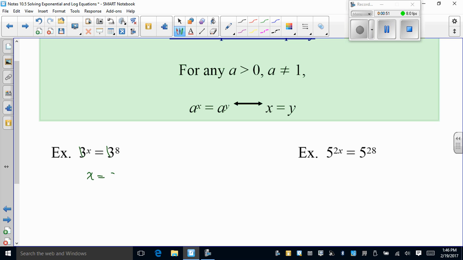This one here, same thing, 5 to the 2x equals 5 to the 28th power. Cross out the bases, and play with the exponents. 2x must equal 28. Therefore, divide both sides by 2, x would have to be 14. And we plug 14 back into here, and we get 2 times 14, or 28.